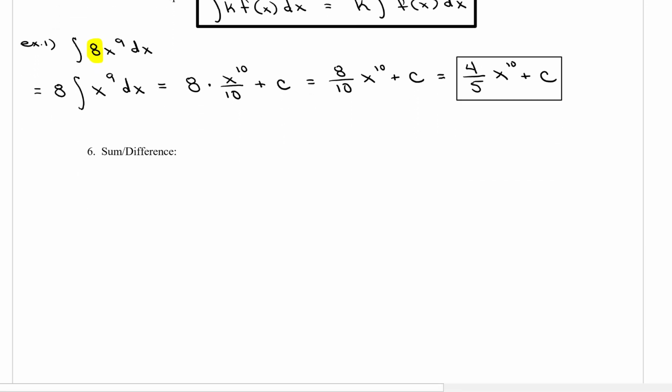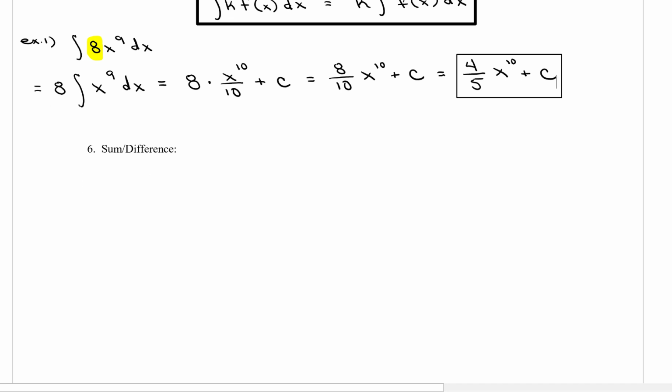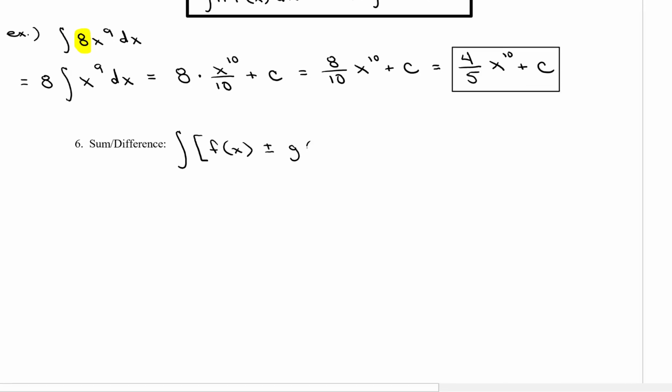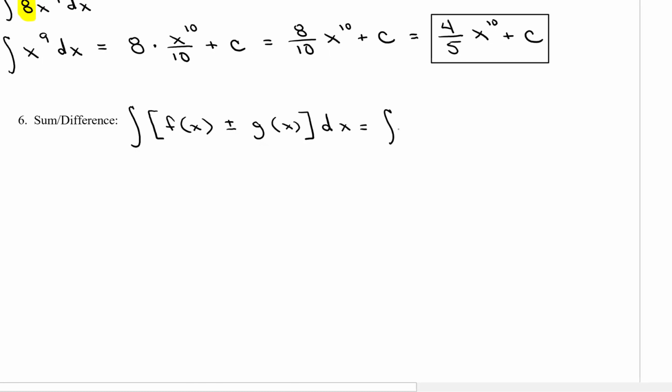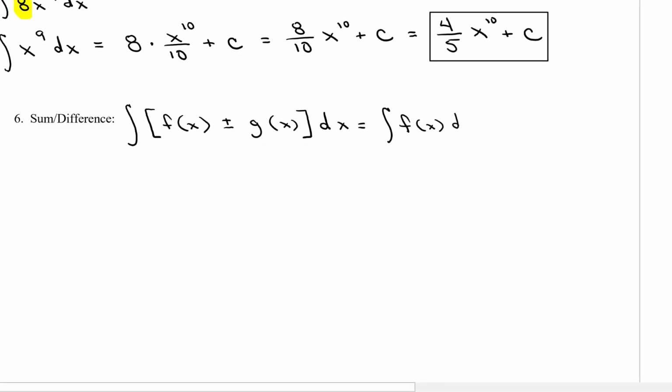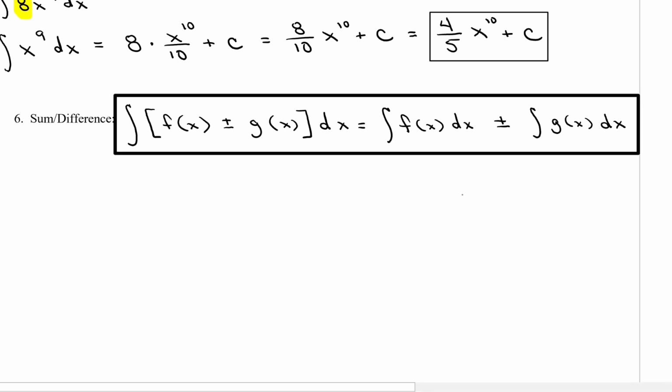Okay, so let's go ahead and move on to our next rule. Number 6, the sum and difference rule for integrals. This rule basically says that the integral of the sum or difference of two functions is the sum or difference of the integral of the two functions. So the integral of open square brackets f of x plus or minus g of x close square brackets dx is equal to the integral of f of x dx plus or minus the integral of g of x dx. Let's put a box around that.